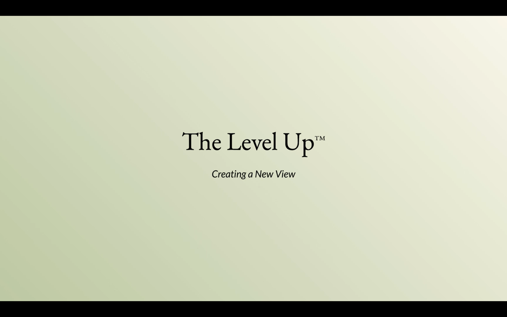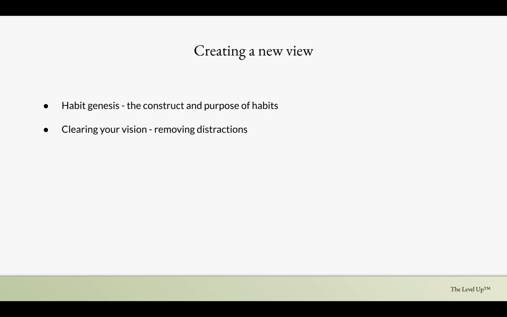In this video, we're going to be talking about creating a new view that aligns with the ideal self, the true authentic self that we discussed in the last lesson. So in this lesson, what we're going to be talking about first is habit genesis and really the construct and purpose of habits, how they are used within our life and how we have grown to use them in order to survive. Then we're going to be talking about clearing your vision and being able to remove distractions so that way you can go ahead and persist through to achieving your goals.